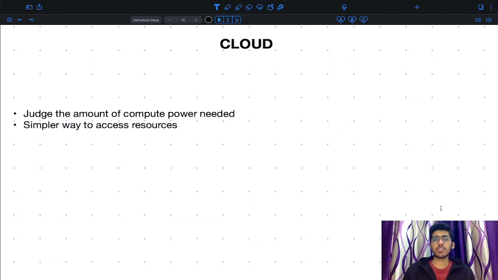Now what cloud computing did was give a little bit more power and control into the hands of these organizations. They were in a better position now to judge what amount of compute power they needed, which would match their particular use cases. And again, this was a much simpler way to access the resources. For example, at any given point of time, if a particular company needed to set up a server, they were able to set it up so quickly because accessing these resources was really easy now. These were some of the things that cloud computing brought with it.